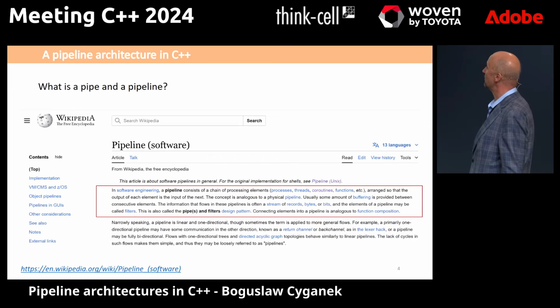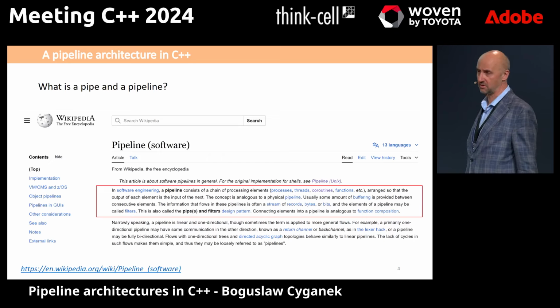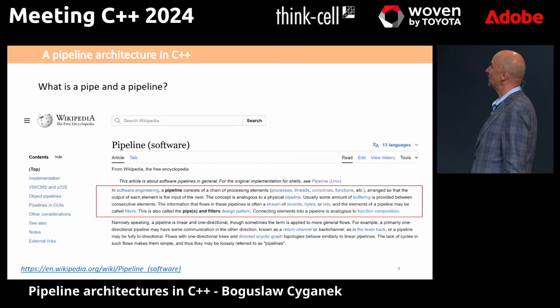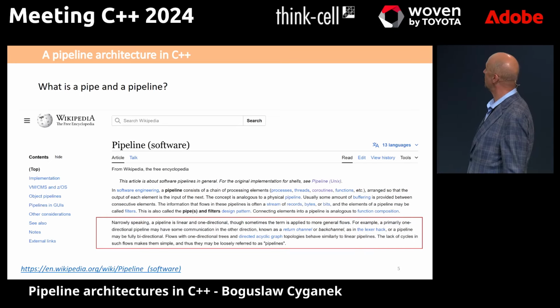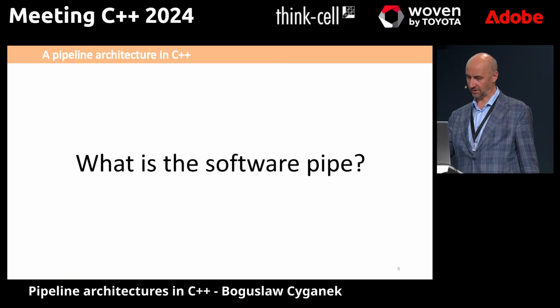Well, it's analogous to a physical pipeline. Sometimes there is some buffering. The information that flows is often a stream, records, bytes, we'll see that. And the elements are sometimes called filters. They also call this filter design patterns, so we'll be touching upon design patterns today as well. And connecting elements is certainly a domain of functional programming. And there are some other issues with the definition of a pipeline, but we will see many practical things.